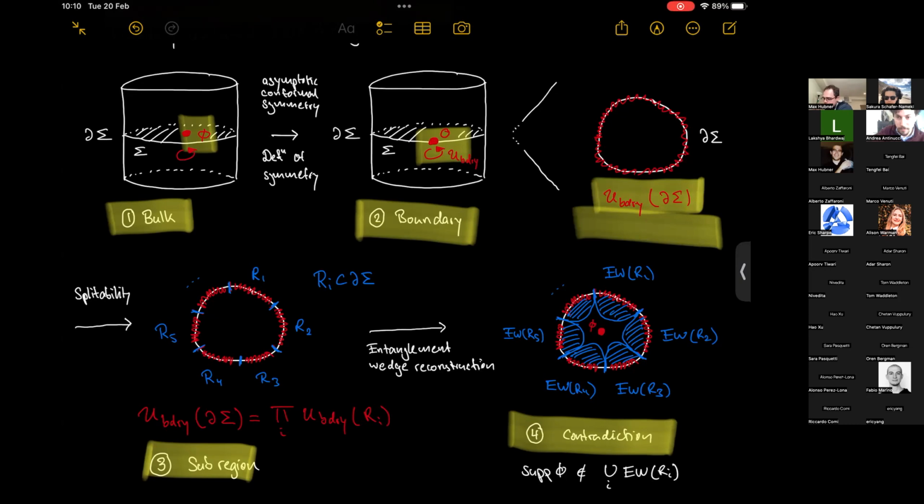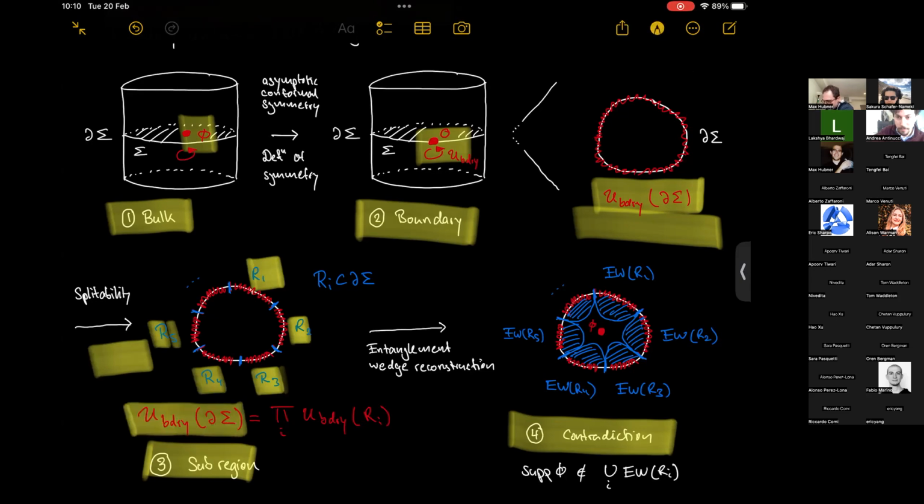Okay, the next step, now that we're on the boundary, lies in reducing to subregions of the boundary. And this is what I've indicated down here. So the spatial slice of the CFT is decomposed into multiple subregions, R1, R2, R3, and R4, with the goal of similarly decomposing this operator. If a symmetry can be decomposed in this way, it's called splittable. And the symmetries that they prove their no global symmetries theorem for are splittable. And so using the split property, we can restrict onto subregions of the boundary.